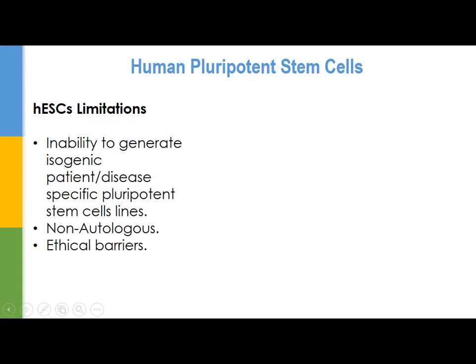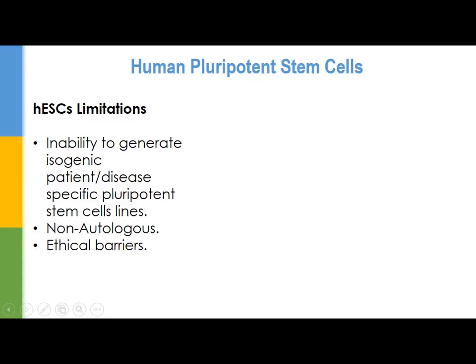But human embryonic stem cells have several limitations. We are unable to generate isogenic, patient and disease-specific pluripotent stem cell lines using this technology. We have a limited set of human embryonic stem cell lines, so these cells are non-autologous for the rest of the human race. And of course, we have major ethical barriers.